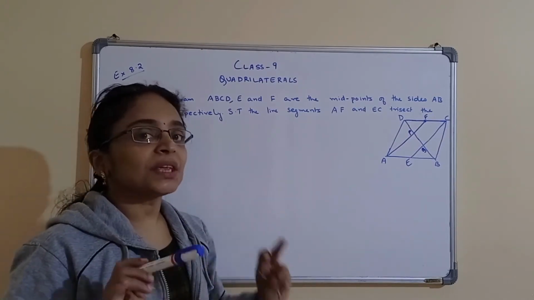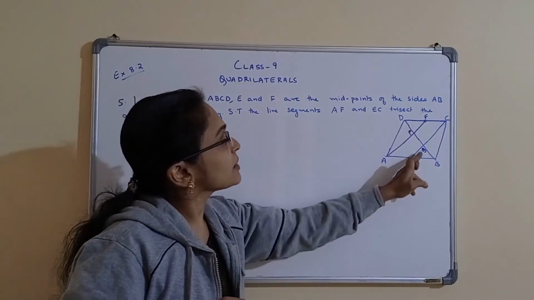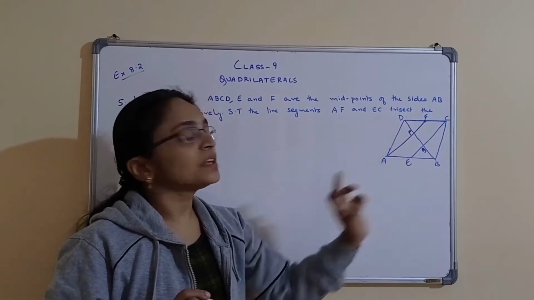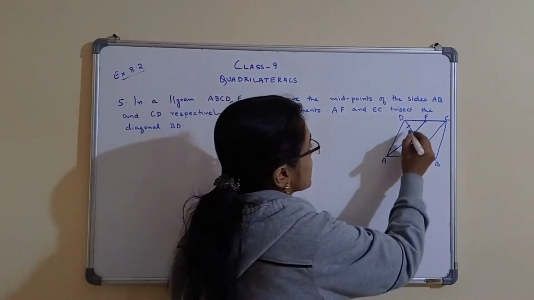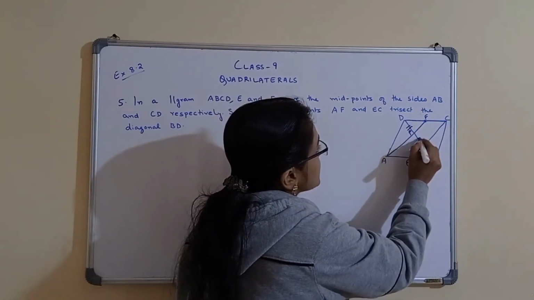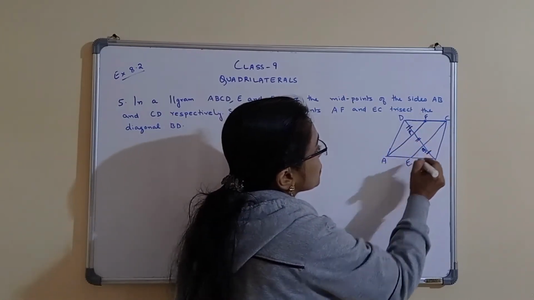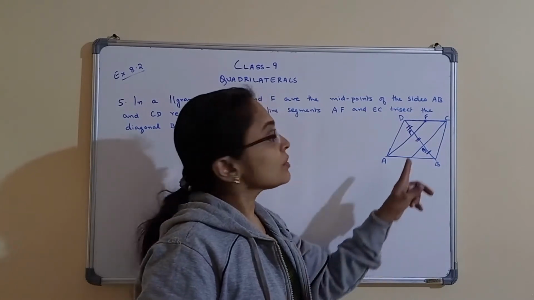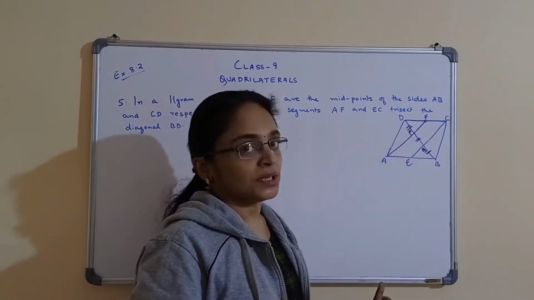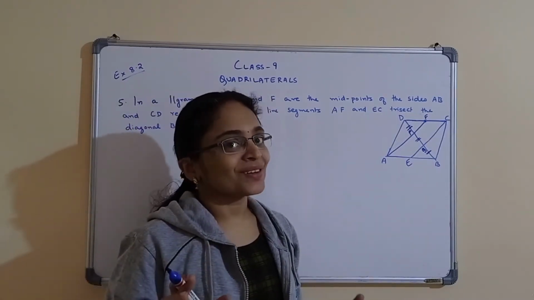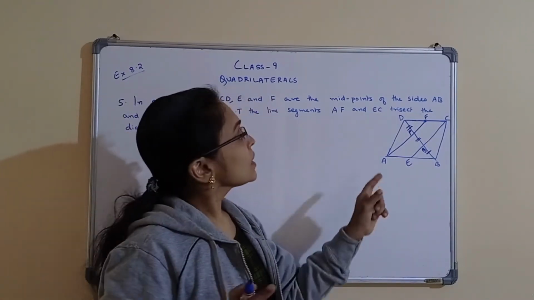So, what is the meaning of this question? AF and EC trisect the diagonal DB means this DB is cut into three equal parts. That is, DP is equal to PQ is equal to QB. So, we have to show that DP is equal to PQ is equal to QB. How will we prove that? We'll see that now.